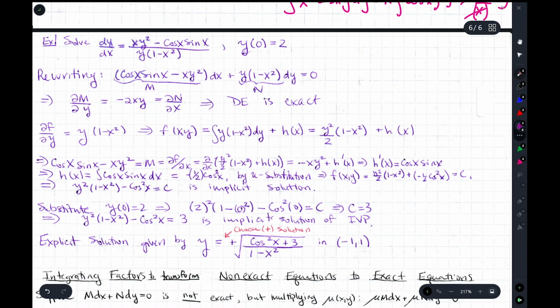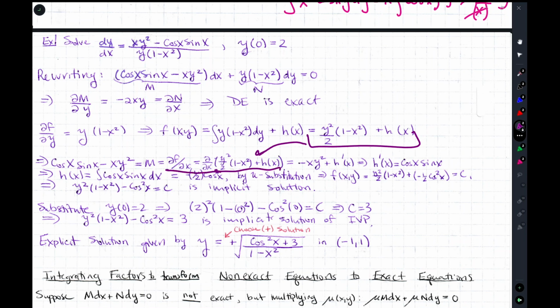Take that expression and now plug it into the partial derivative with respect to x. That's the right-hand side. You set that equal to M. That's the left-hand side. And then, you have this equals this. You could cancel the x squareds. They cancel. And you end up with h prime of x equals cosine x sine x.